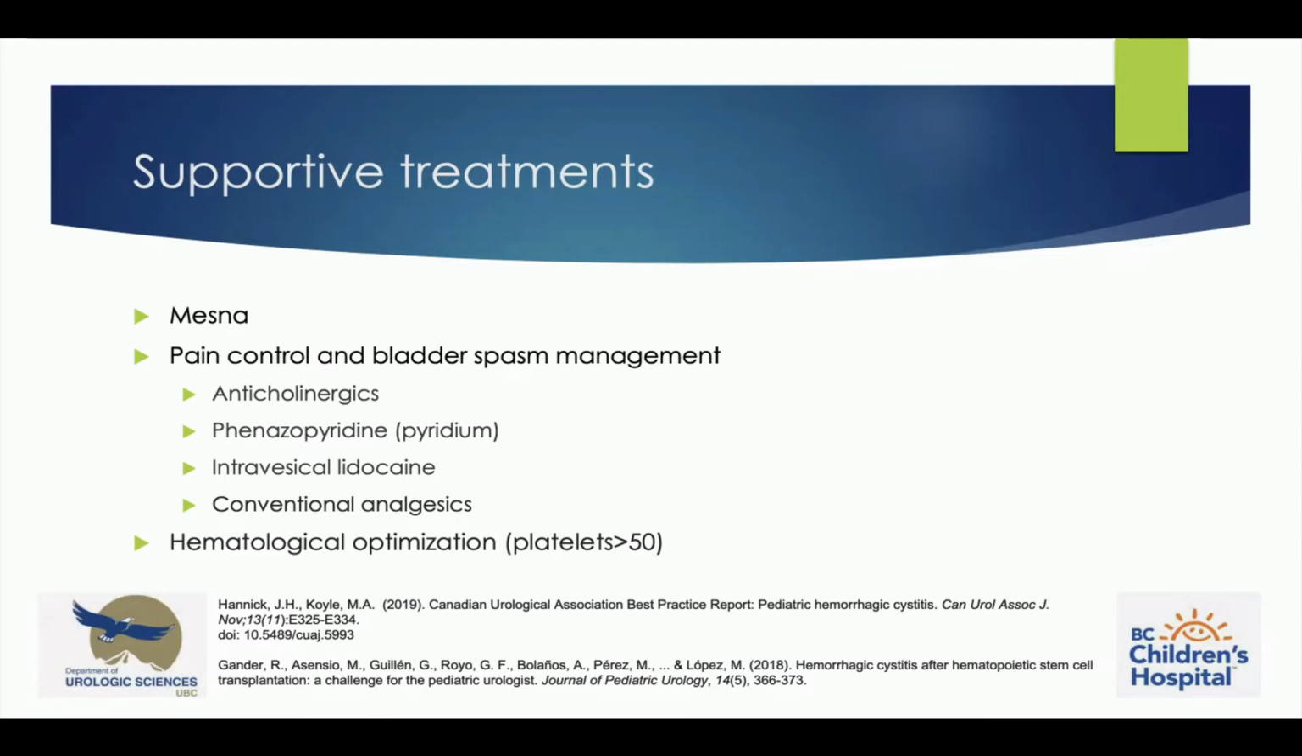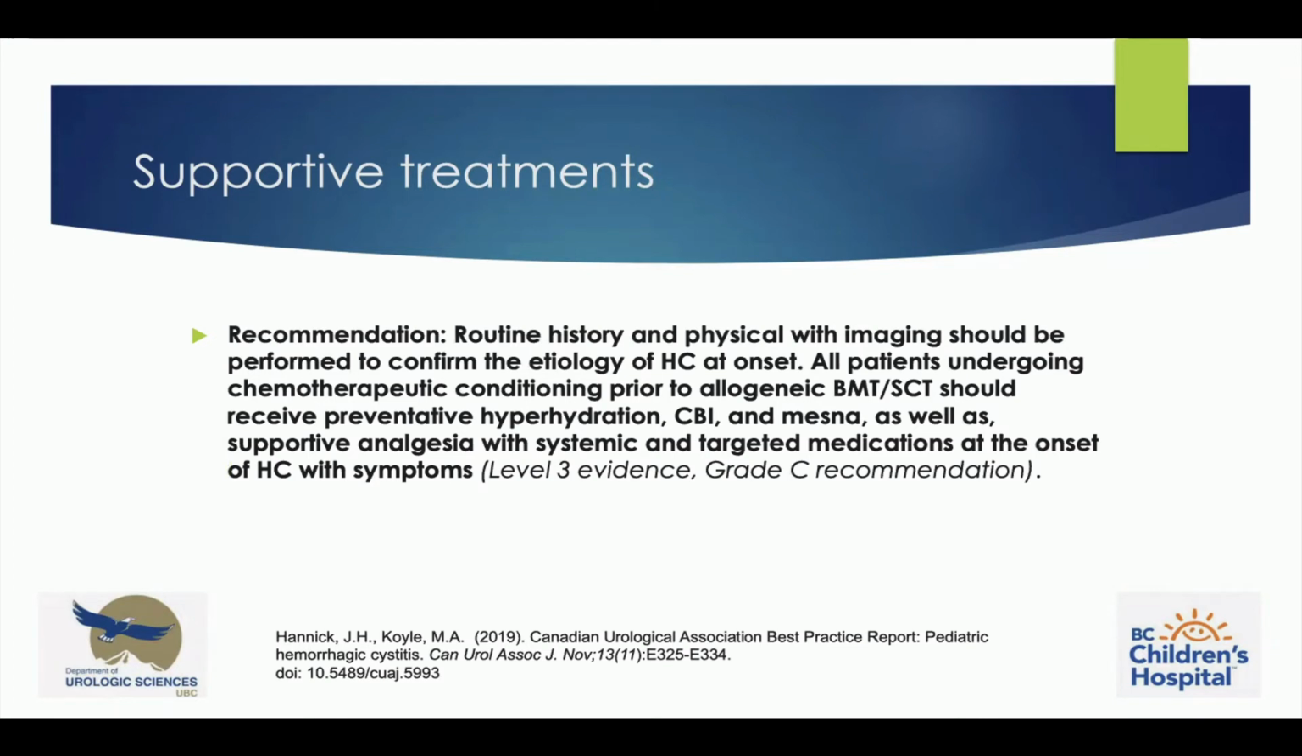And lastly, hematological optimization is important. What is mostly recommended is to keep platelets above 50 to improve hemostasis. So the COA's recommendation is that routine history and physical with imaging should be performed to confirm the etiology of hemorrhagic cystitis at onset. All patients undergoing chemotherapy conditioning prior to allogeneic bone marrow transplant or stem cell transplant should receive preventative hyperhydration, continuous bladder irrigation, and mesna, as well as supportive analgesia with systemic and targeted medications at the onset of hemorrhagic cystitis with symptoms. And this is a level 3 evidence, grade C recommendation.